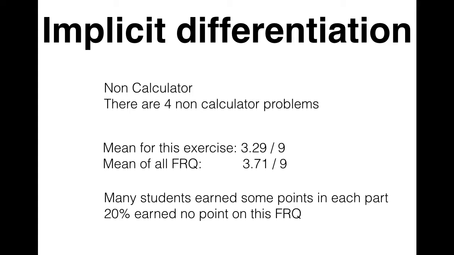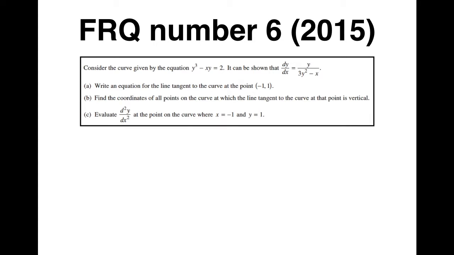I called it implicit differentiation so that it fits with the FRQ by genres that I prepared, and we'll see the question now. Consider the curve given by the equation y cubed minus xy equals 2. It can be shown that dy/dx equals y over 3y squared minus x. And then you have a bunch of questions.